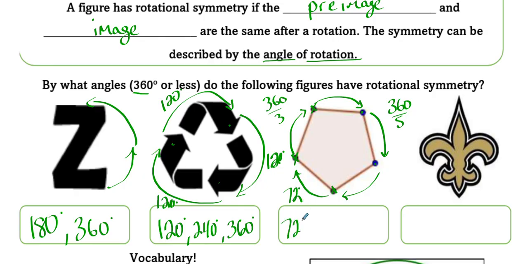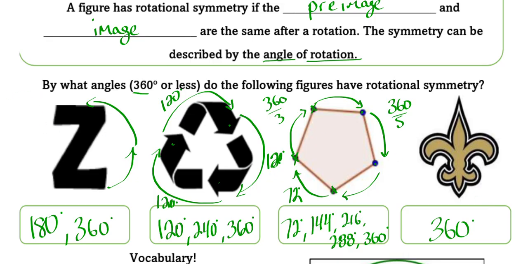So 72 degrees moves it over one spot. 144 would move it over 2 spots. 216 is 3. 288 would be 4, and then 360 ends up back where we started. The Saints logo doesn't really have any rotational symmetry besides the arbitrary one of 360.